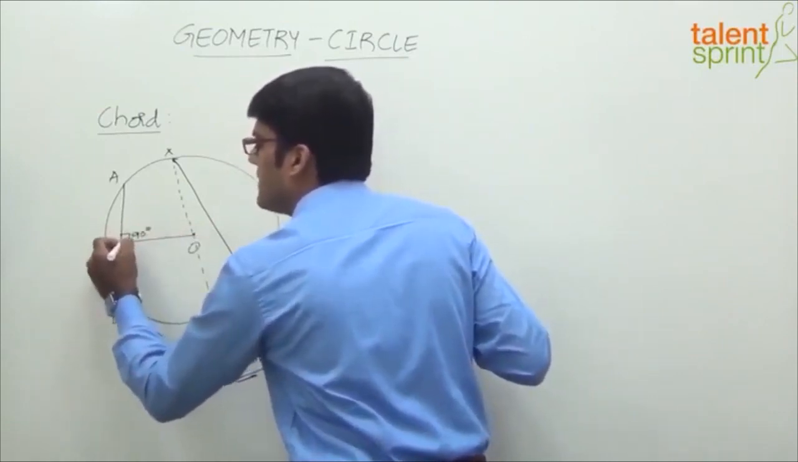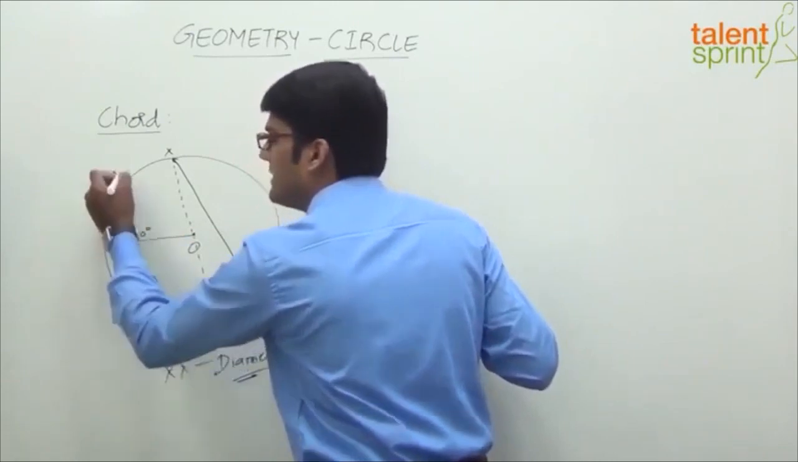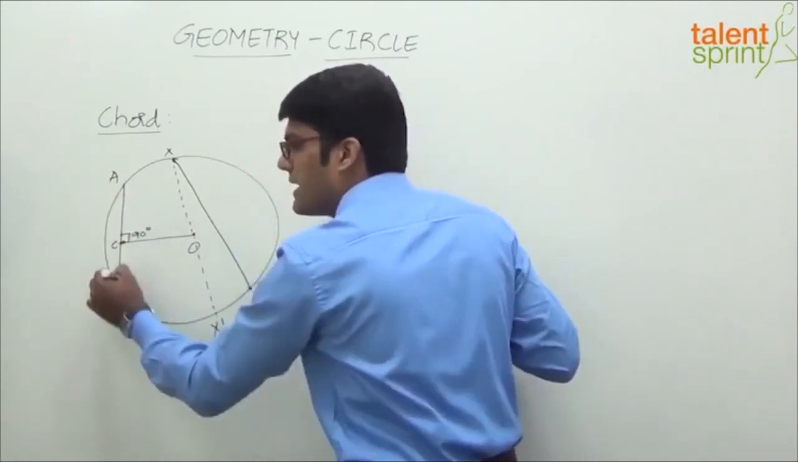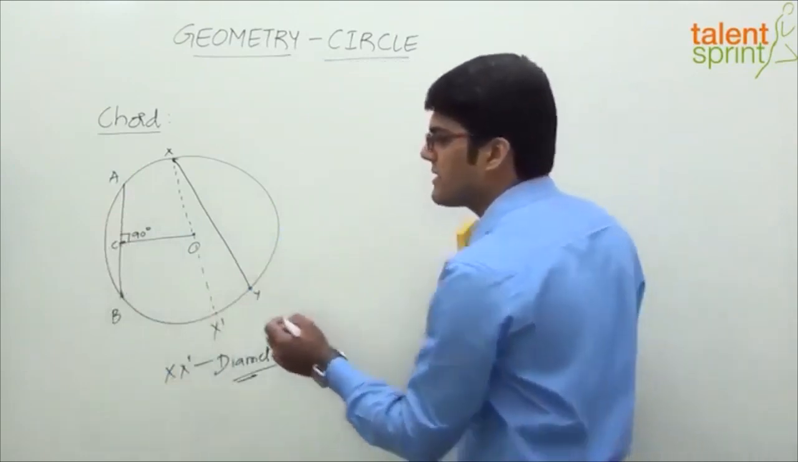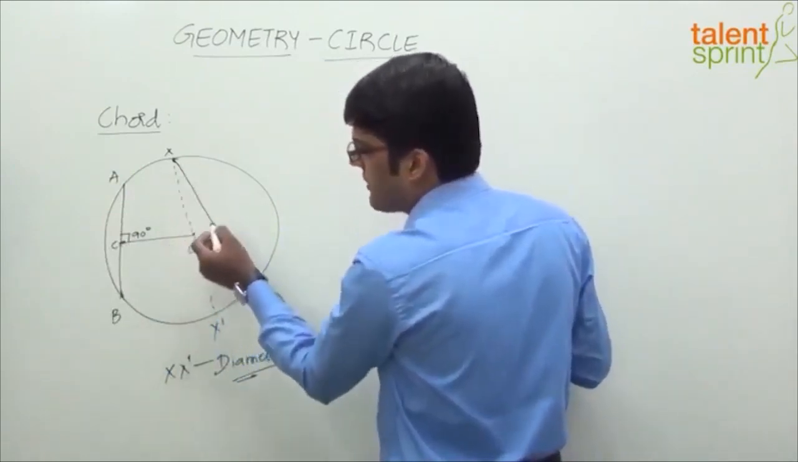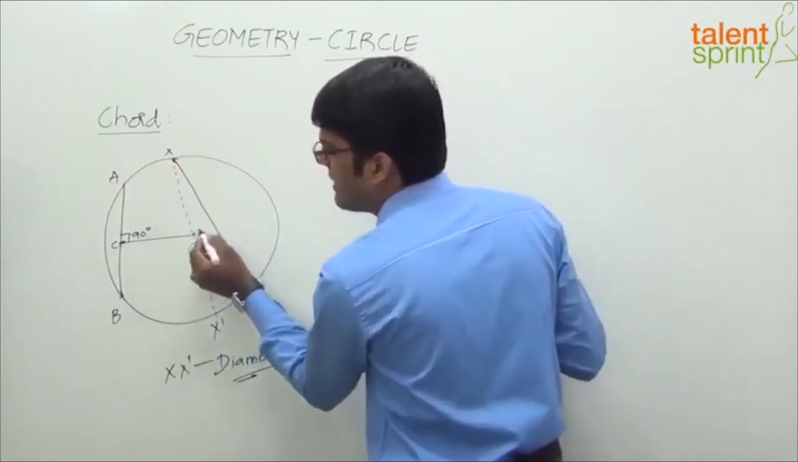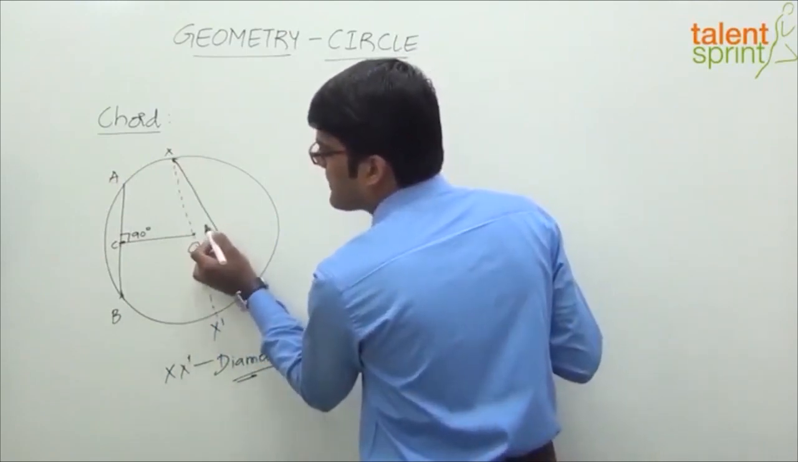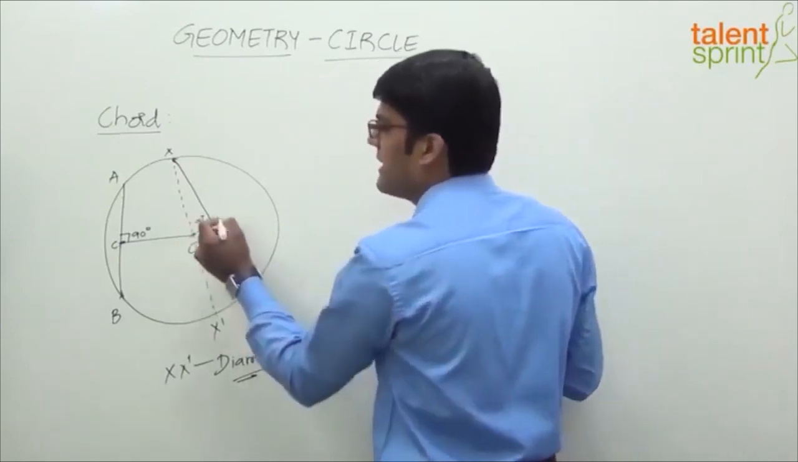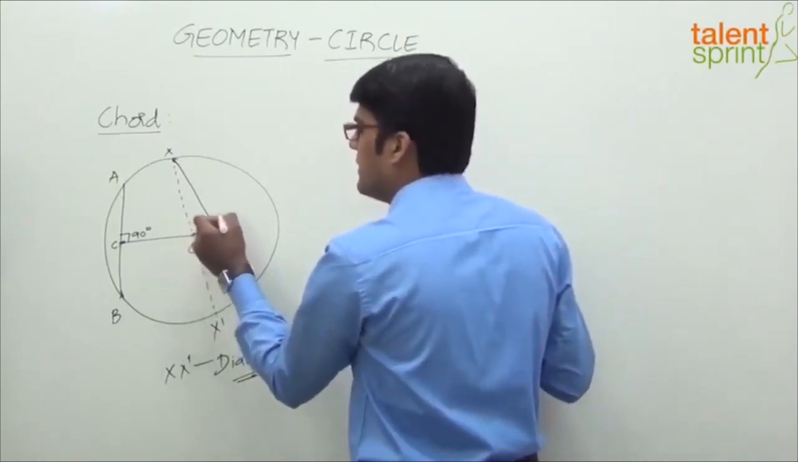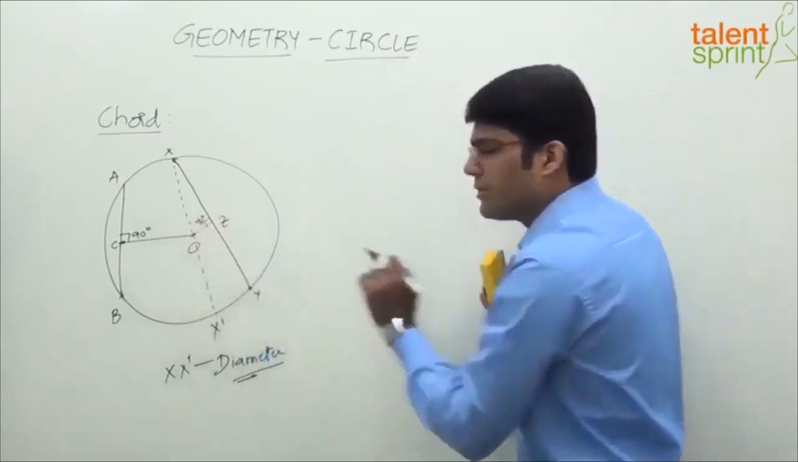So we will find that if it meets the chord at point C, AC will be equal to CB, right? AC will be equal to CB. Likewise, from the center again, if I drop a perpendicular on this chord XY, it will be like this. This is 90 degrees. If this point is Z, then XZ will be equal to ZY, right?